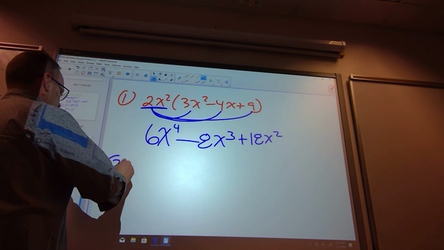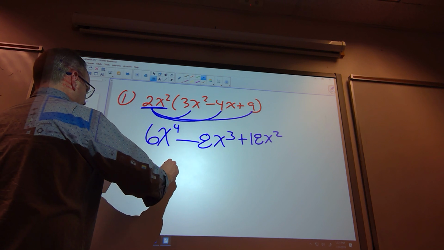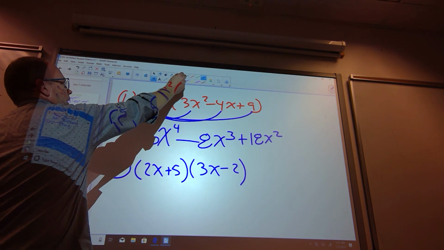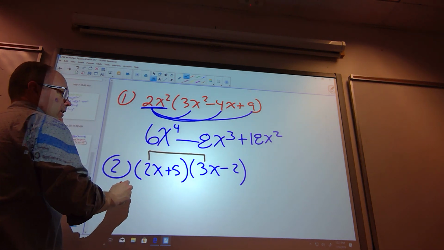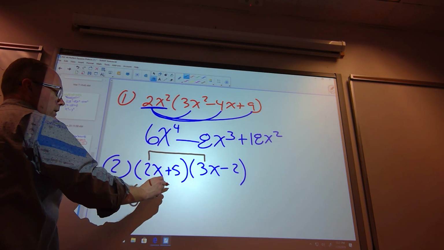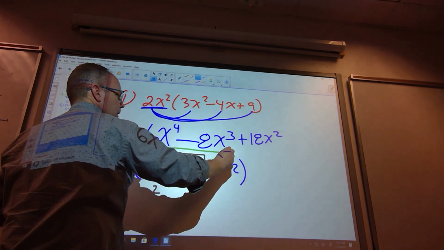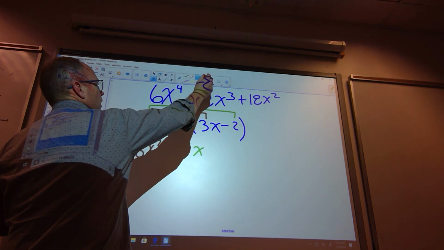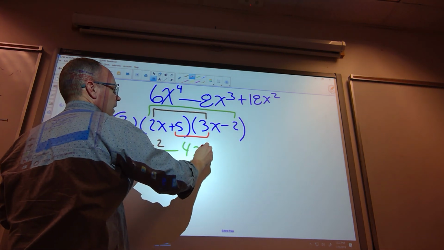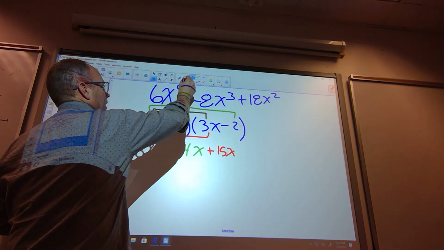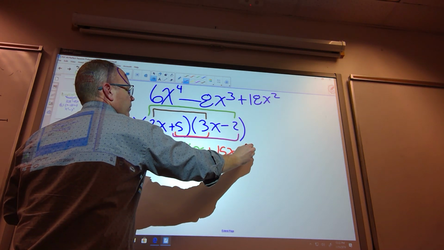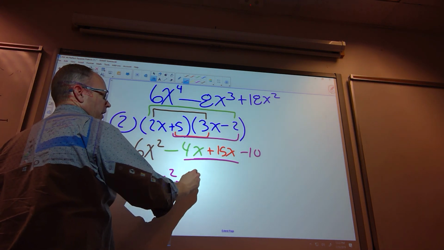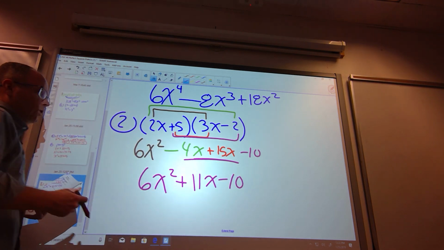Problem number 2 looks like this. All right, so I'm going to go that times that. What did I do? Minus 4x. Let's see, plus 15x. And then minus 10. Those are like terms. Plus 11x minus 10. Is that okay so far?